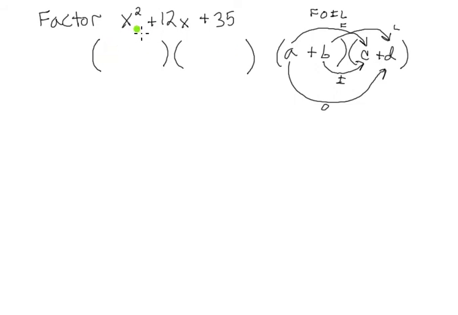In multiplying two terms together to get an x squared, they would have to be x and x, and then the last term here is going to be the b and d term multiplied together. So the possibilities are 1 and 35, and then 7 and 5. And if we think about 7 and 5, that's going to add to 12. So let's try that out.